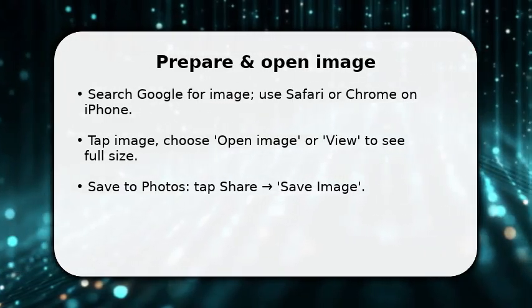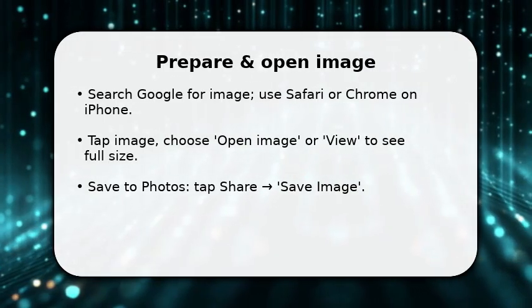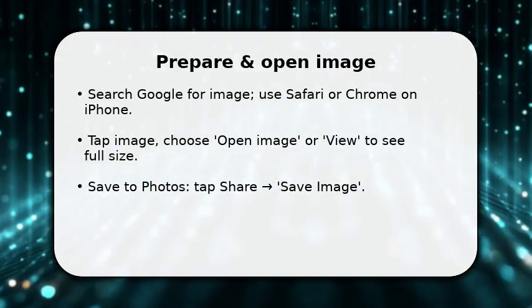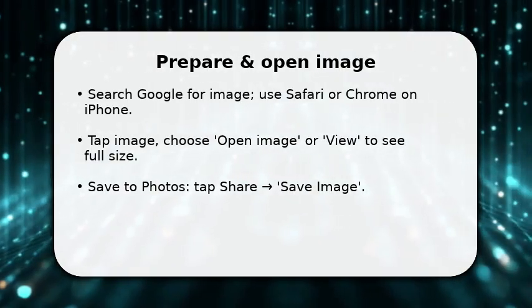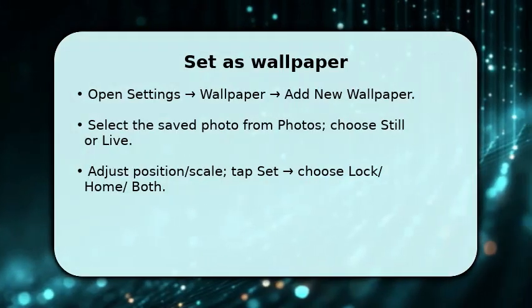If cropping or rotation is needed, do that now using Edit. Once done, proceed to the Wallpaper steps so the phone will render it properly. Now go to Settings and choose Wallpaper, then add New Wallpaper. Select the photo from your library.